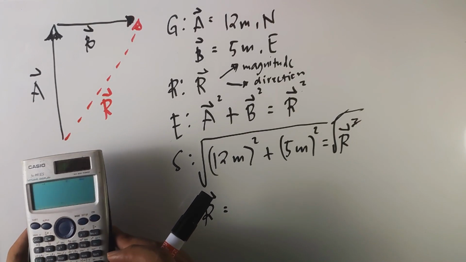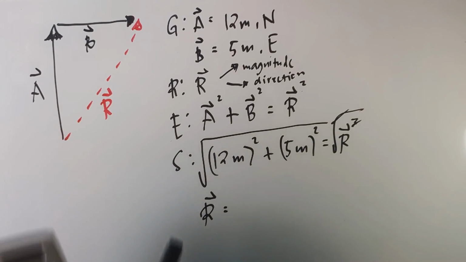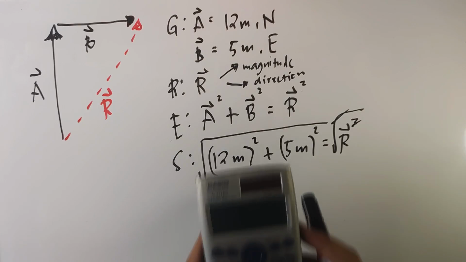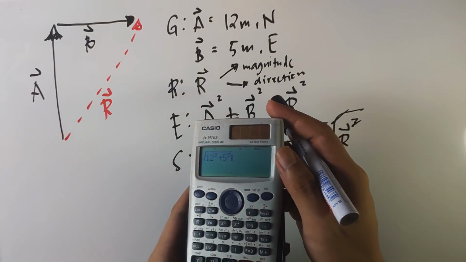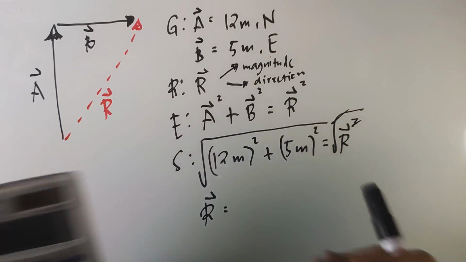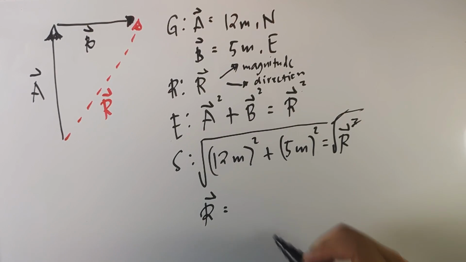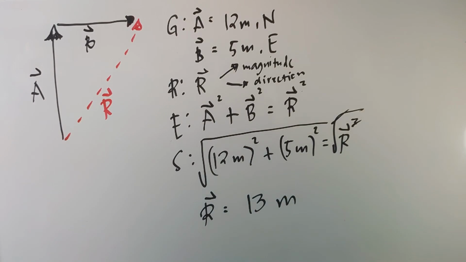Let's try to input the values. That would be the square root of 12 squared plus 5 squared. Oopsie, can you see it? There. So what's the answer? The answer is 13. Then of course, just copy the unit since you already squared them and cancelled it. That would be your final answer.